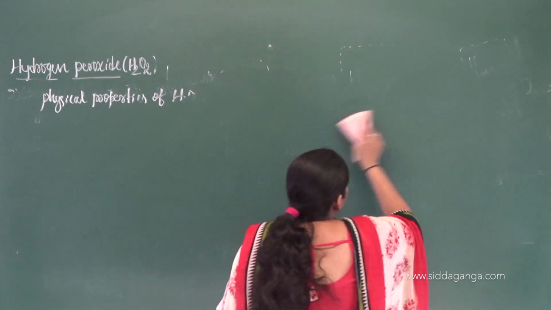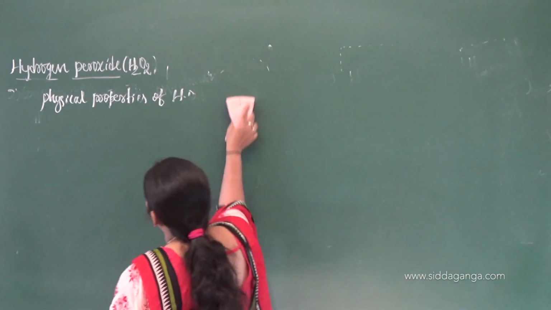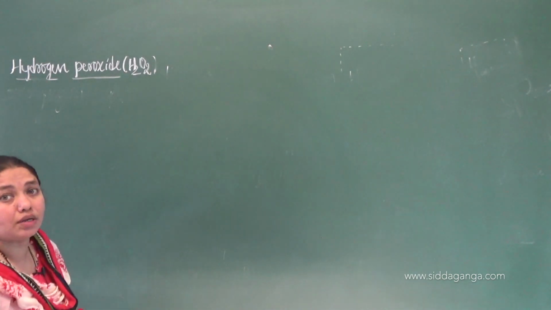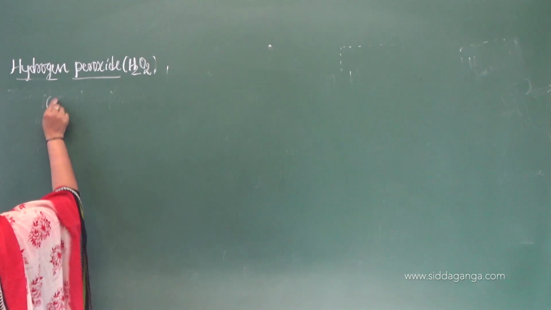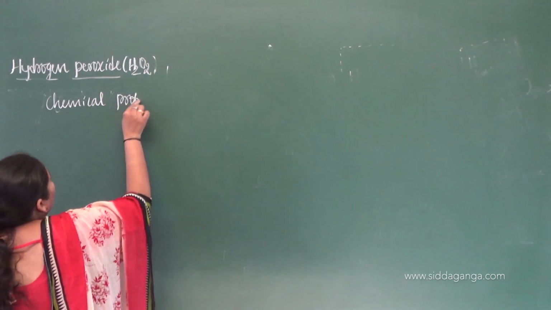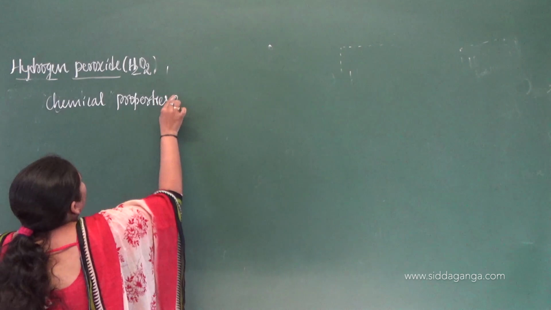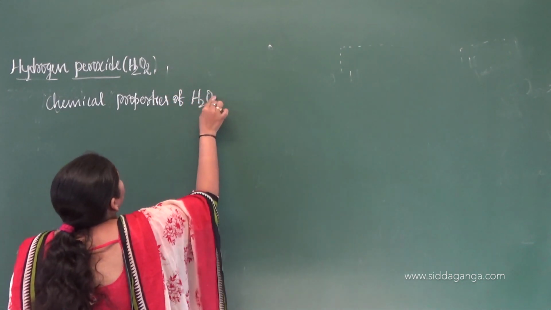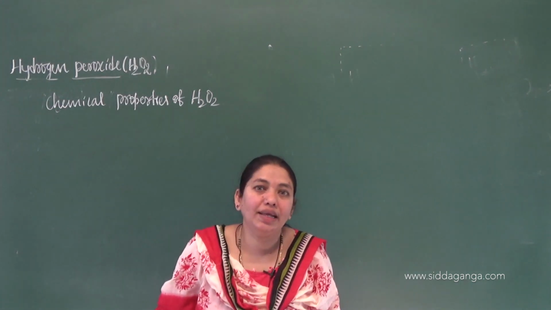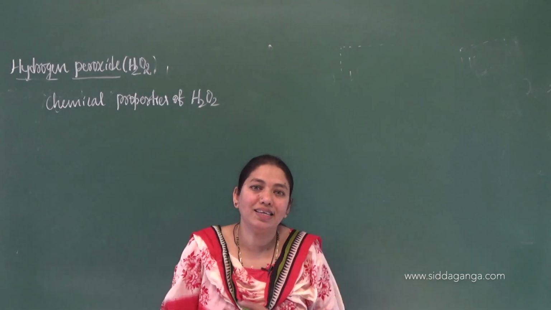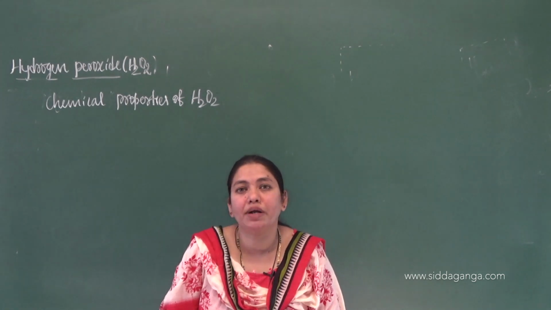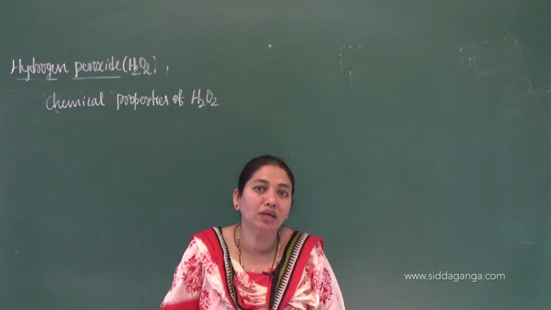I hope you understood the physical properties as well as the storage of this hydrogen peroxide and also its structure. Okay, so now let us move on to the chemical properties of hydrogen peroxide. Here hydrogen peroxide is highly reactive in nature because of the less energy required for breaking this oxygen-oxygen linkage, or peroxo linkage. So it easily takes part in reactions.